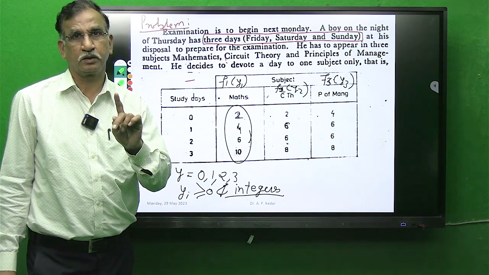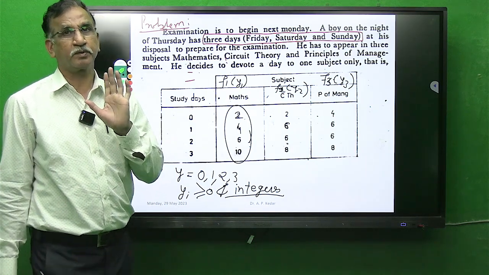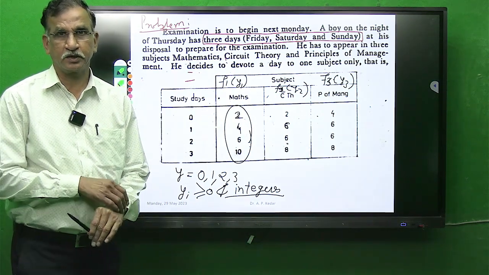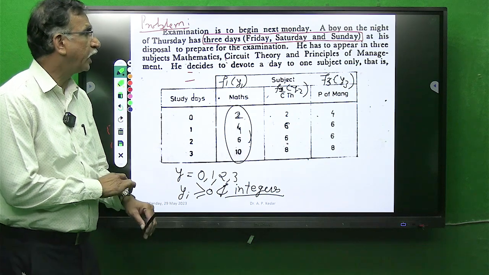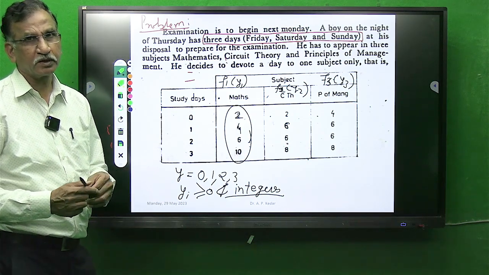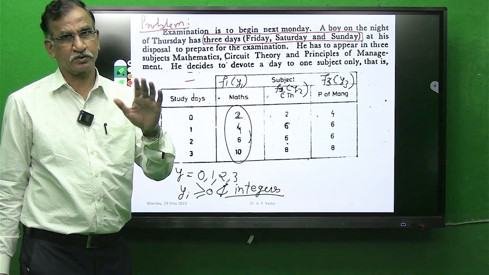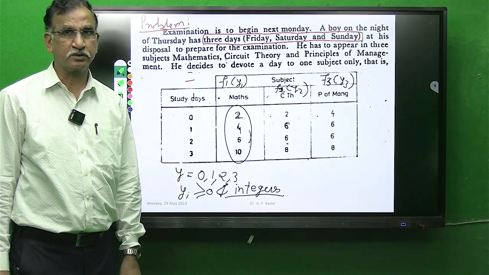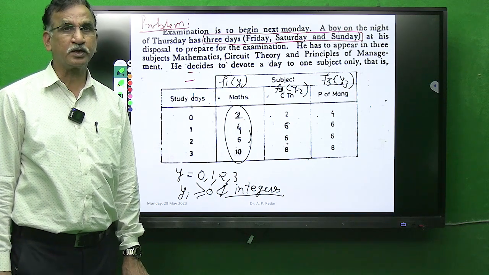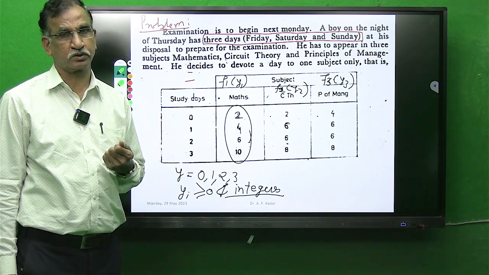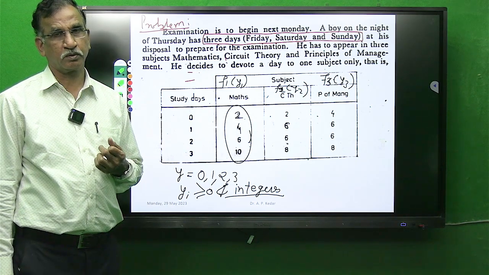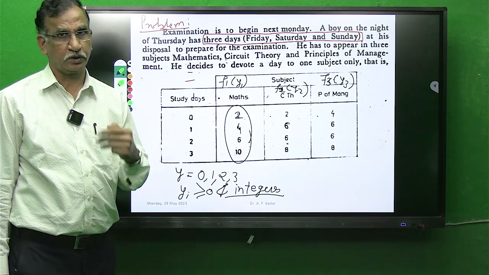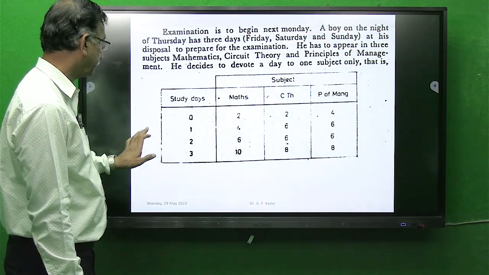This is very, very important. The maximum grade points will be achieved by the combination of grade points of all the subjects, that is mathematics, circuit theory and principles of management. So it will be nothing but the sum of f1 of y1 plus f2 of y2 plus f3 of y3, maximize z, the objective function, that is maximize grade points, subject to constraints on the number of days. Days are only 3. So how to move ahead?